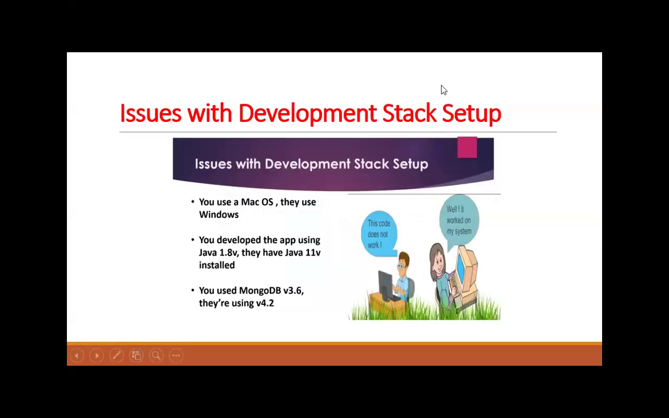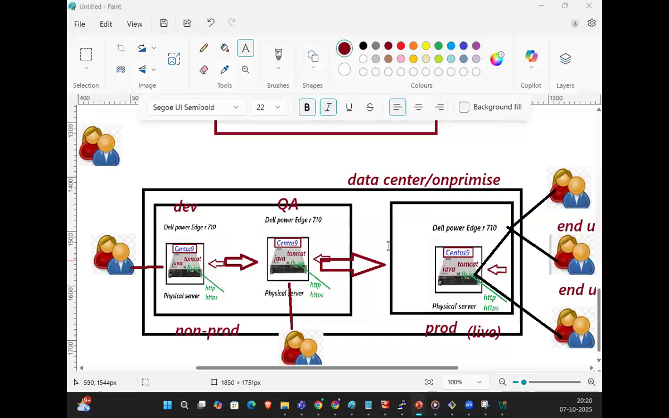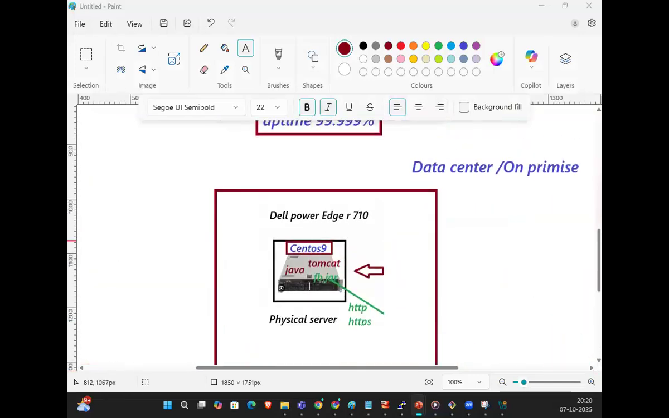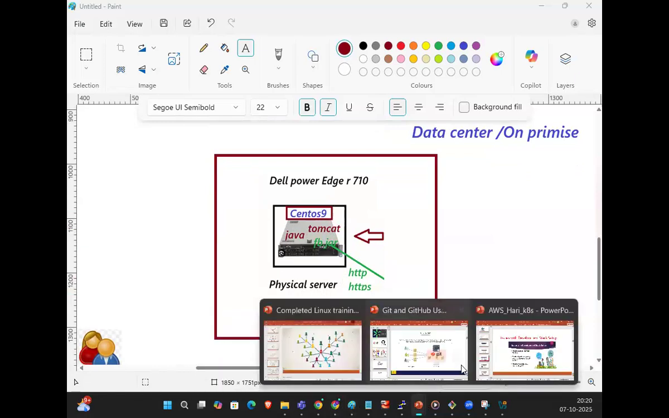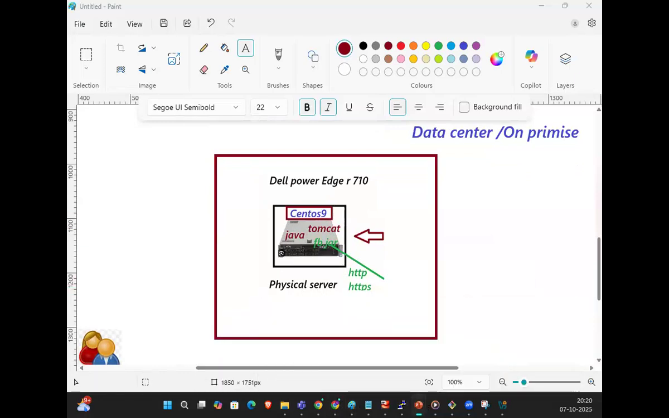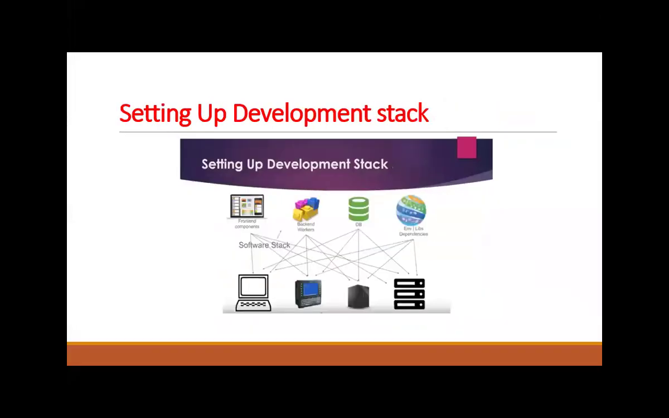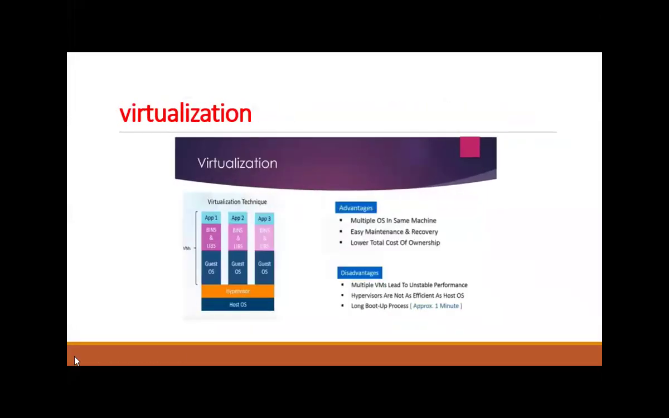In the physical setup, there is only one server, so in the server we can install only one OS. If I want to install a number of OSs on one hardware, we can go with virtualization. So there is physical, then virtualization, then containerization. In the physical, we can install only one OS. In the virtualization, we can install a number of OSs.